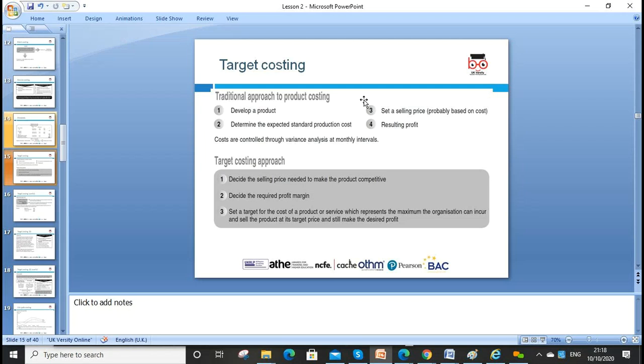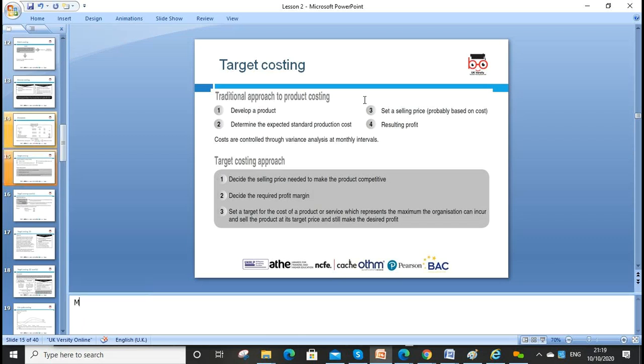Then next we have target costing. Target costing is very popular to decide the price. The traditional approach to product costing is to develop a product, determine the expected standard cost of the product, and costs are controlled through variance analysis at monthly intervals. Target costing means you decide the price and add the margin and mark-up there.